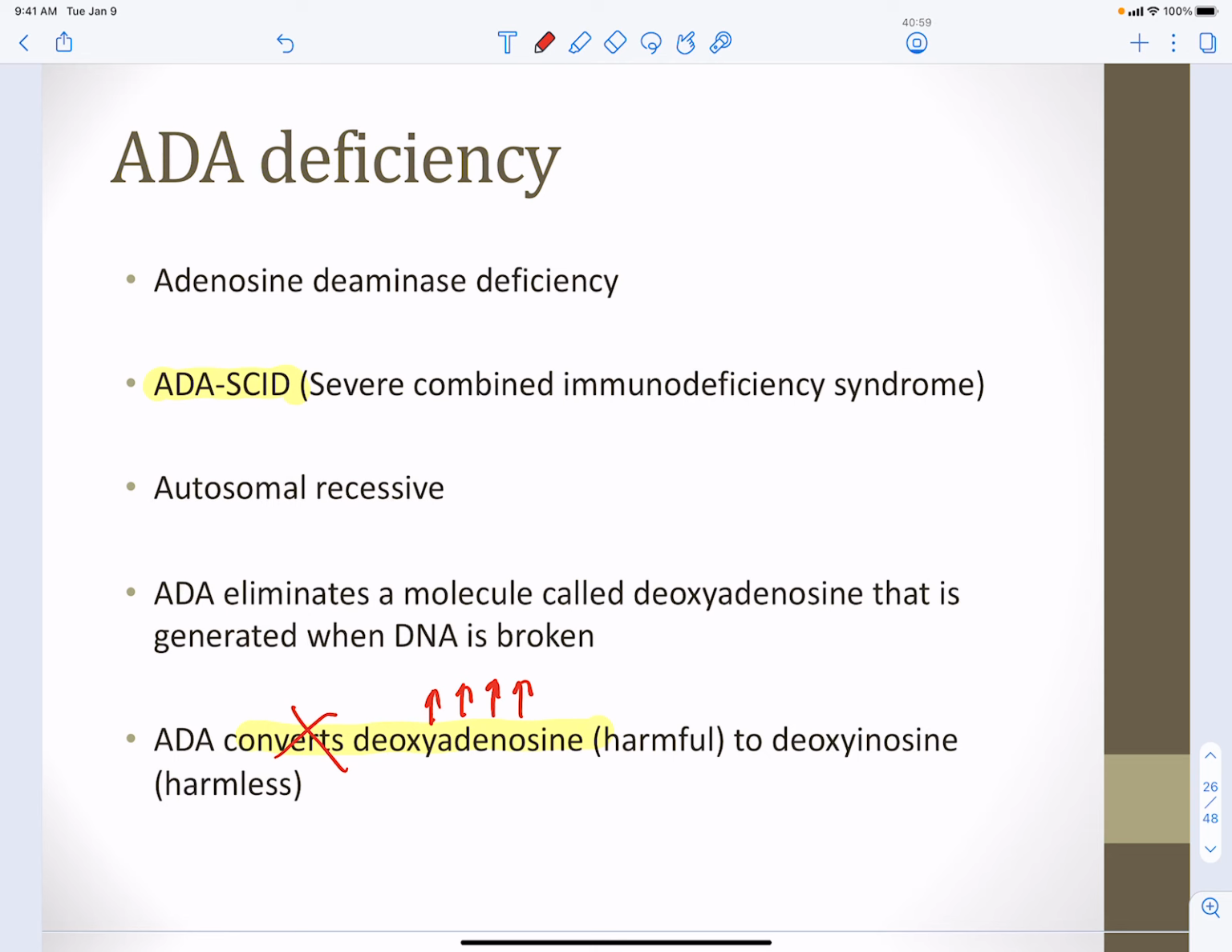This is going to be an immunodeficiency syndrome. It's primarily going to affect cells that are rapidly dividing, such as your immune system. And so what this basically does is your immune system, as it's developing, the cells are dying because they're building up this deoxyadenosine. Why it's called severe is because you lose all your immune cells. You lose your B cells, you lose your T cells, you can't make antibodies, etc. And so it's a SCID, severe combined immunodeficiency syndrome. There are other forms of SCID. So this one is specifically adenosine deaminase deficiency associated SCID.